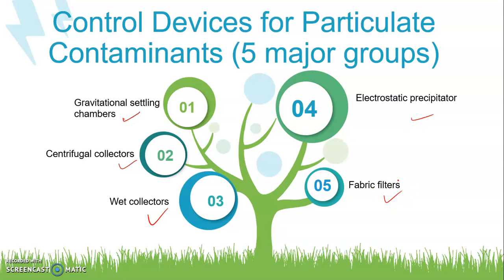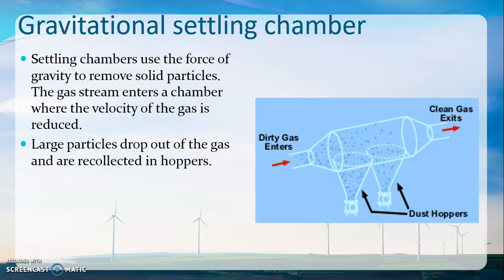I will only describe briefly in this lecture note, so I hope that you may refer to your textbook for further explanation. The first one is the gravitational settling chamber. It uses the force of gravity to remove solid particles. Later you will see there's a Vt, which is terminal velocity. This is similar to the one in the wastewater treatment chapter, I think chapter 2 or 3. So you will see the formula on the terminal velocity again.